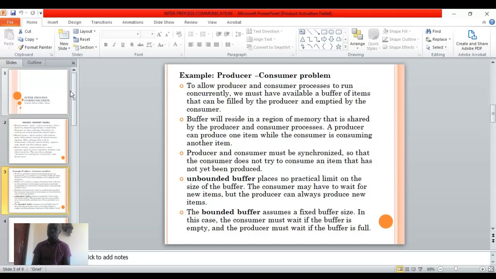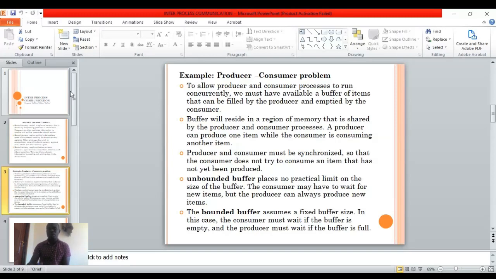In order for us to keep this buffer in check, there are two types of buffer involved: the unbounded and the bounded. With the unbounded buffer, there is no limit placed on the buffer. So the consumer can wait for a new item, but the producer keeps on producing new items under an unbounded buffer.